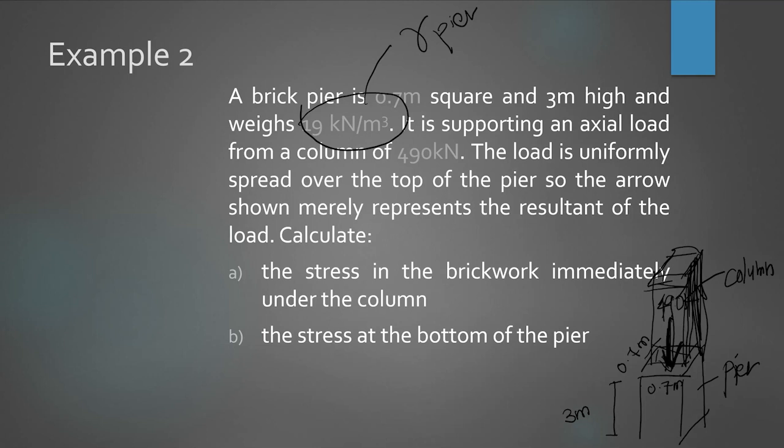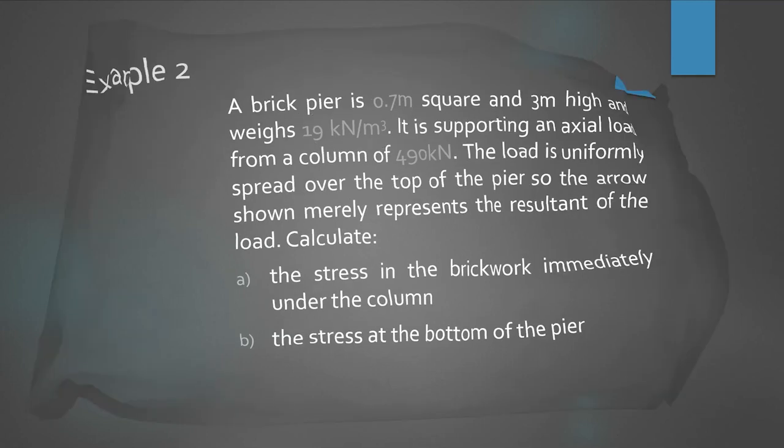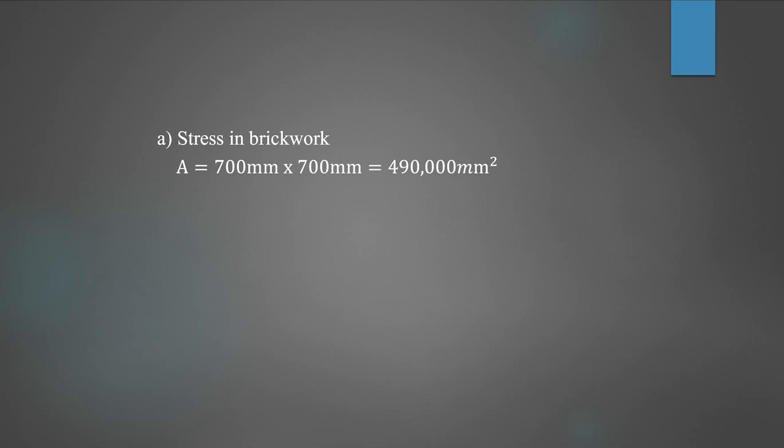Okay, so 0.7 meter is actually in meter. So we need to convert it into millimeter. Therefore, you must really understand about units. Units is very important. How to convert meter to millimeter, such things, you need to know. So we know that it is 0.7 meter.